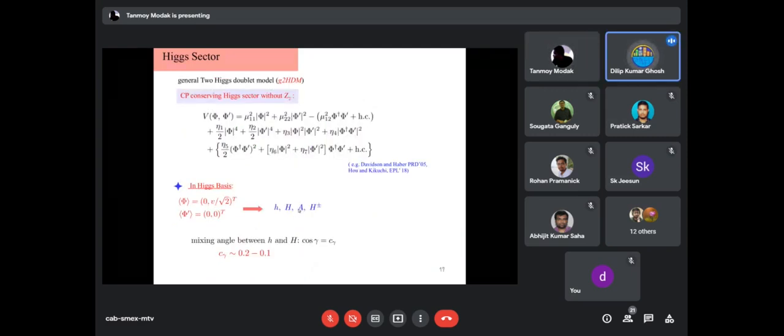But if you have explicit CP violation, then all the Higgses should be mixed, right? Then you have phi 1, phi 2, phi 3.